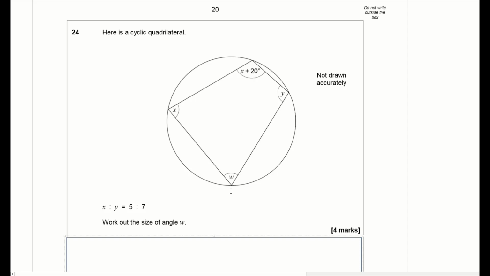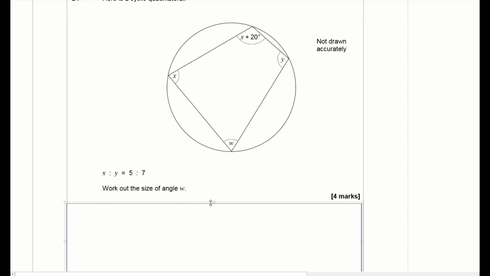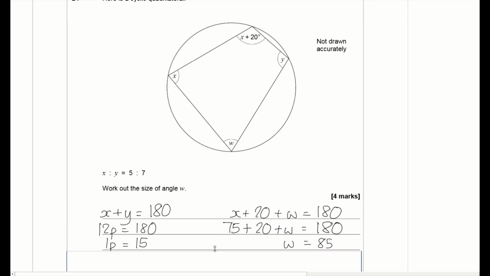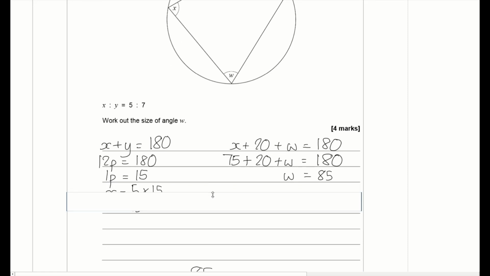Overall, of course, we're trying to work out the value of w, but because w is connected to x plus 20, we'd need to know what the value of x was before we could get what w was. So we have to look at this connection here between x and y, because we already know their ratio is 5 to 7. Now x to y equals 5 to 7 is effectively saying 180 is divided into the ratio 5 to 7. So that should be the start point with working out the answer to this problem.